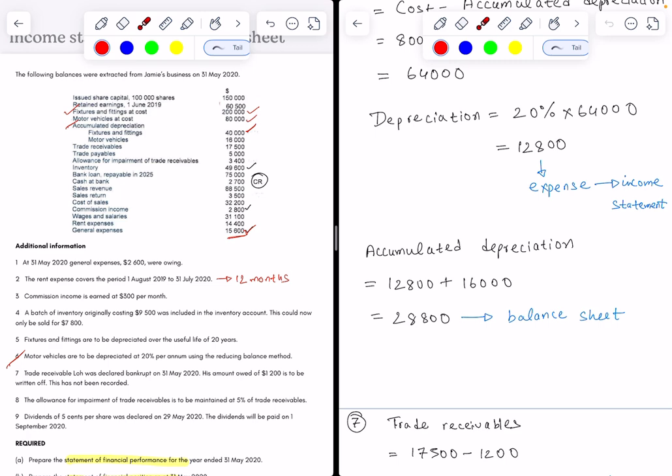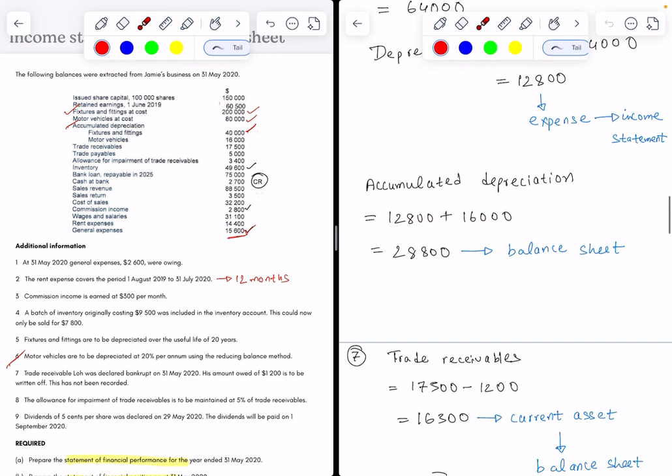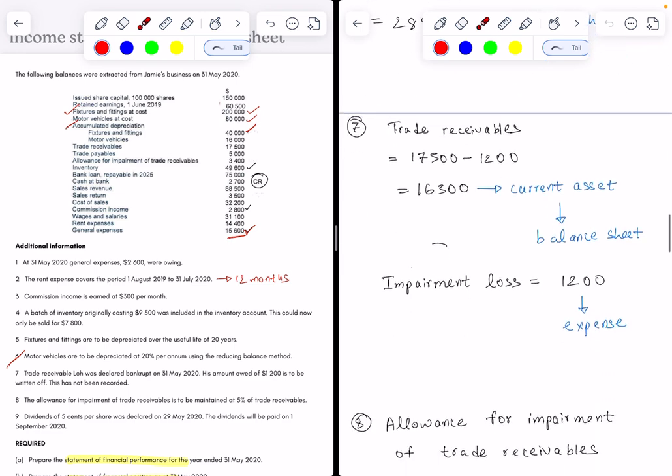Previously, for motor vehicles, the accumulated depreciation was $16,000. In this financial year ending 31st of May 2020, we have derived an additional $12,800, which gets added to $16,000. Altogether, that gives us $28,800 as the accumulated depreciation for motor vehicles, which we will report in the balance sheet. Let's look into point number 7.